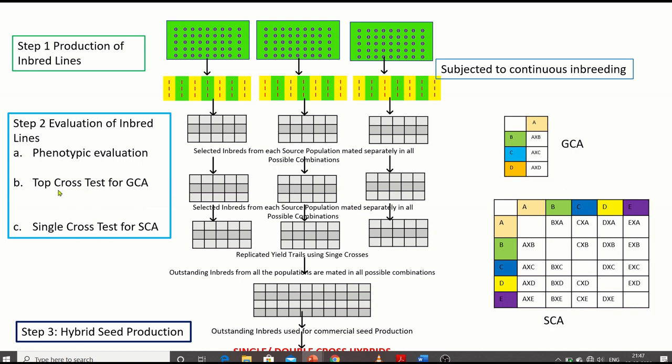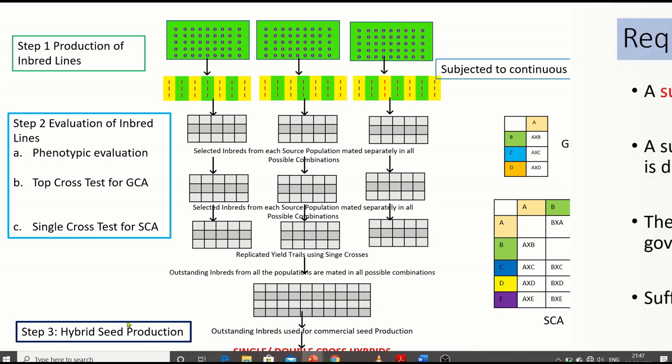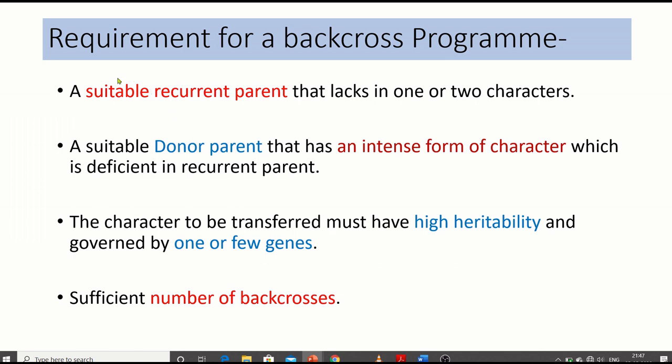Okay, so once these three are evaluated, phenotypic performance evaluation, GCA and SCA, the inbred lines are going to be composited to form several superior inbred lines with high combining ability. Once they are formed, we are going to use them for production of single cross or double cross hybrids. Okay, so this is done, hybrid is produced. Next thing is a backcross breeding program.